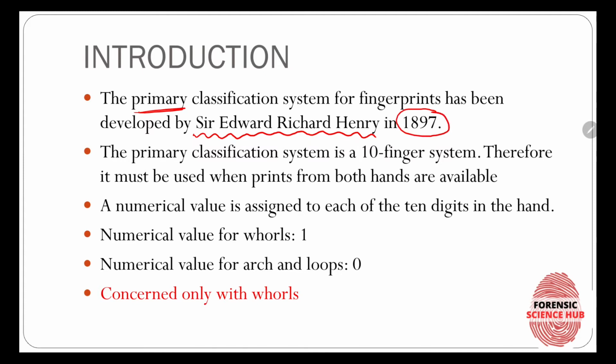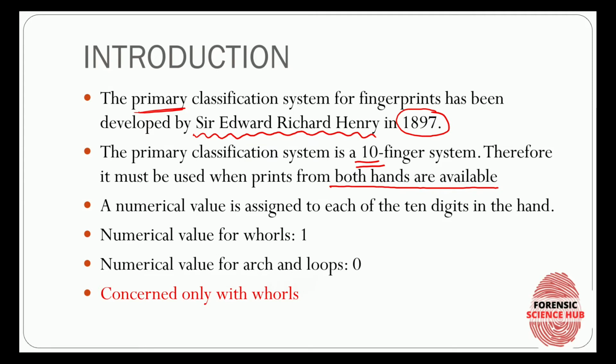So, remember this. The primary classification system is a 10 finger system. We have 10 fingers on the hands, and this particular classification accounts for all those 10 fingers, or all those 10 digits, we can say. Therefore, it must be used when prints from both the hands are available. This particular classification can be used only and only when all the 10 fingerprints are known to us.